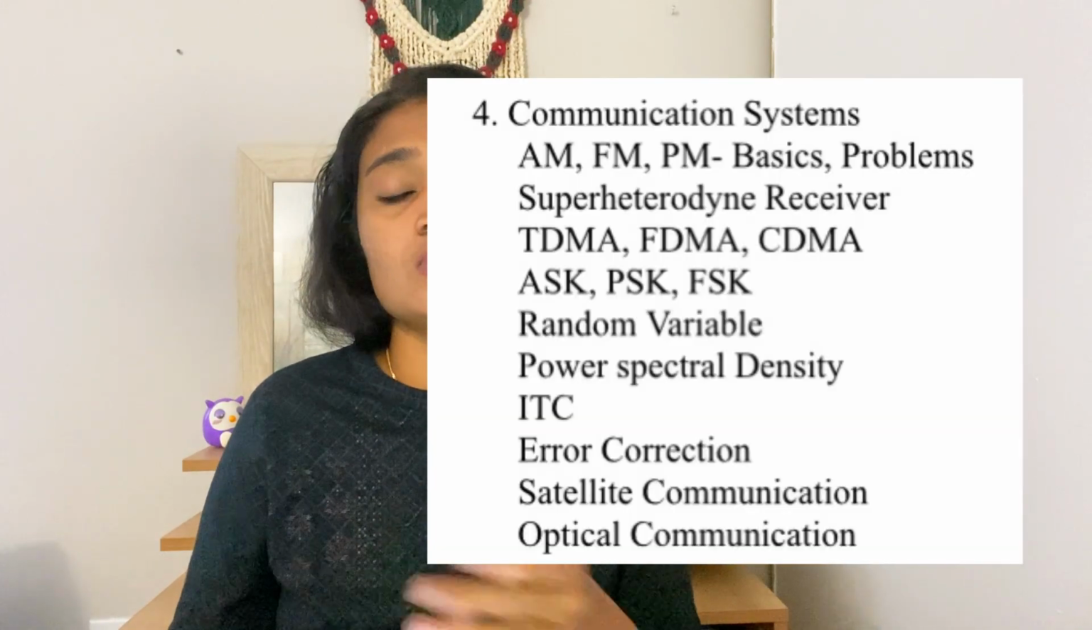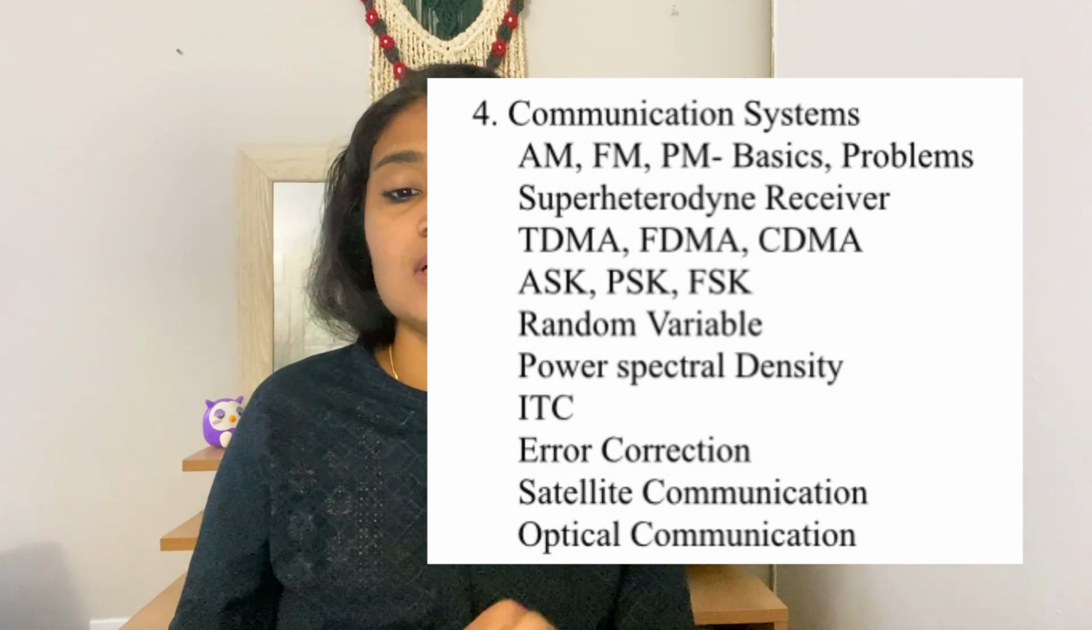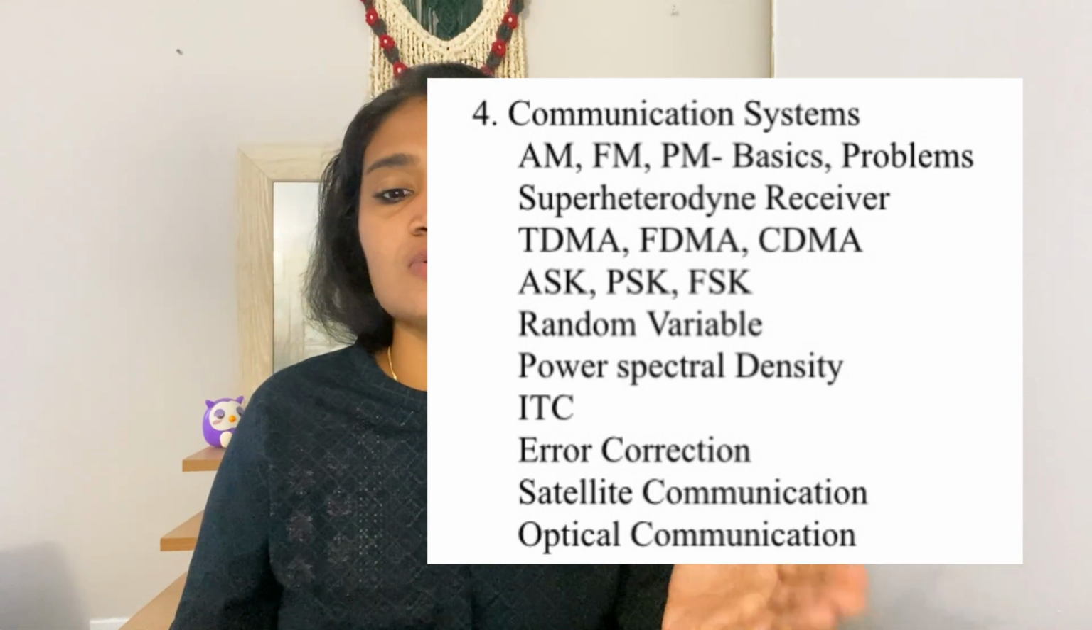Next one I have included is communication systems. You have to study AM, FM, PM basics, like how the system works, and the problems. Problems means those connected with the power and the wave equation. The amplitude of the wave or the power equation, both are important. For example, in AM itself, many equations are there for the power of the main carrier or the sidebands.